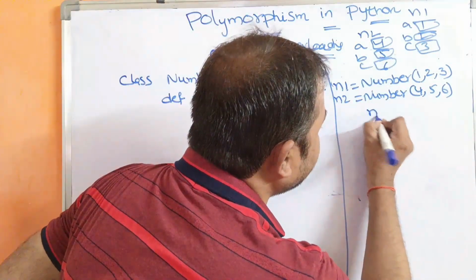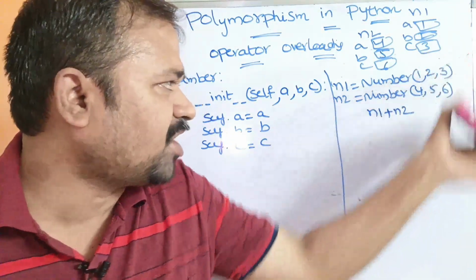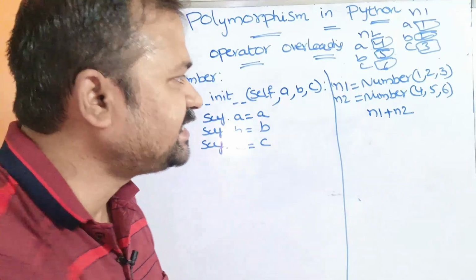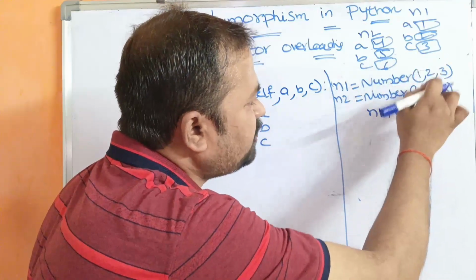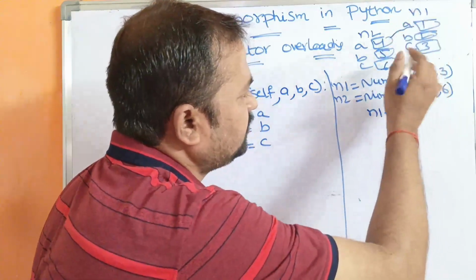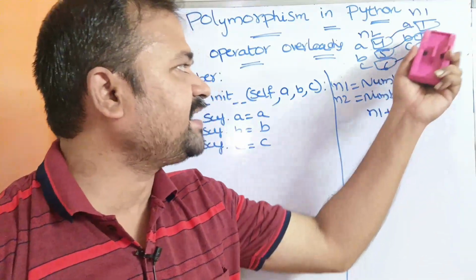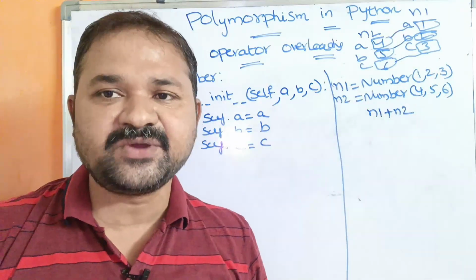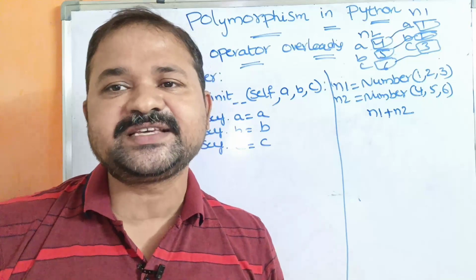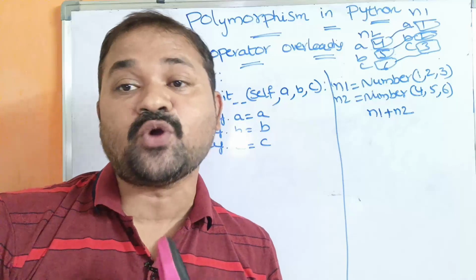Let the next statement be n1 + n2. So n1 + n2 means we have to perform addition on these two objects. What is the sum of these two objects? 1 plus 4 means 5. So we have to add these two numbers, these two numbers, and these two numbers, and produce output as 5, 7 and 9. But whenever the statement is executed, the Python interpreter will produce an error message. Why? Because it is not possible to perform addition on two objects.